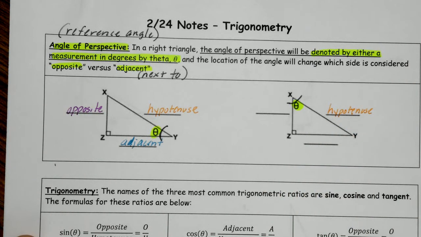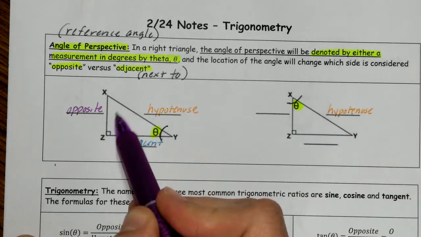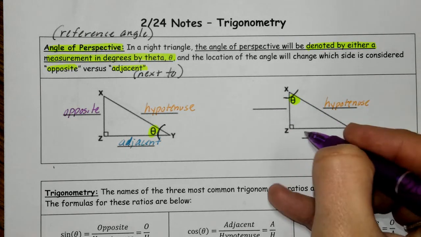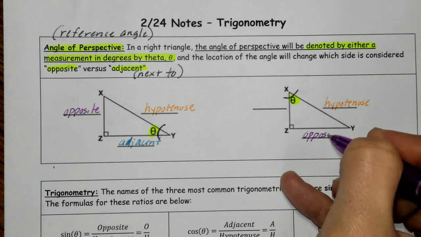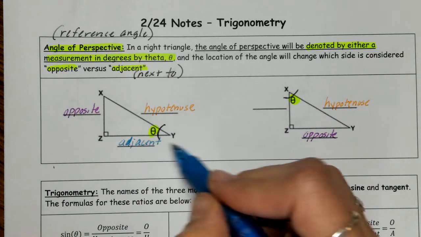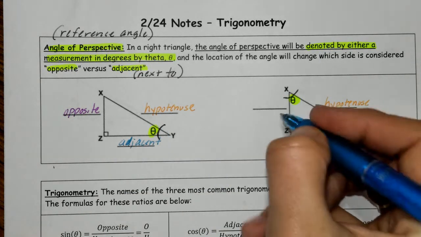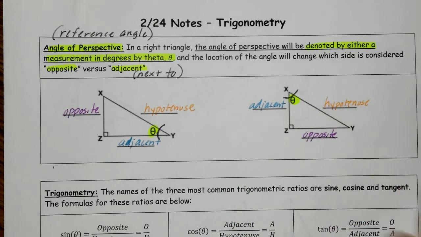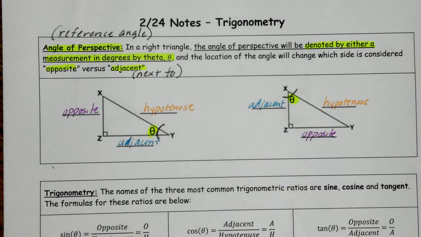But notice now that your opposite side is no longer XZ like it was over here. Your opposite side is now ZY. So here's your opposite. And your adjacent, right next to it, is no longer ZY, but XZ. So they've just switched places. This will be your adjacent. When you switch reference angles, you switch the opposite and adjacent sides. Your hypotenuse never changes. Your reference angle will also never, ever be the right angle. It's always going to be one of the 2 acute angles.